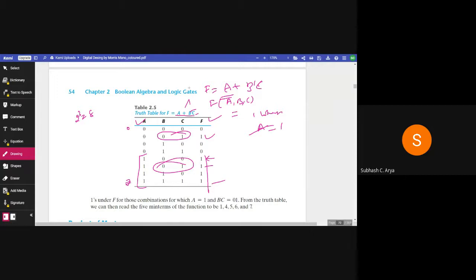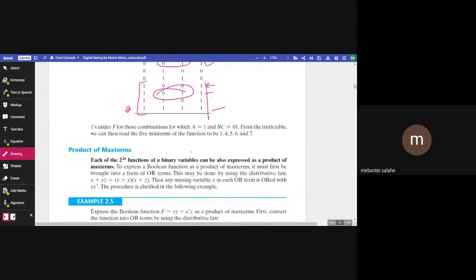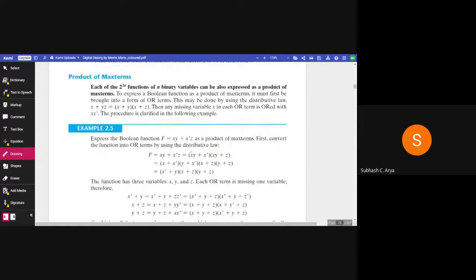There is some meeting. So you could understand how to find f in standard form with the help of a truth table. Quite easy. Yes, sir. Okay, thank you.